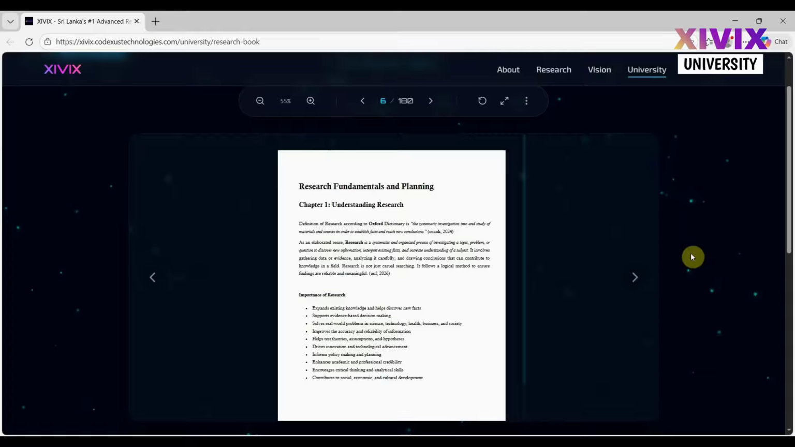So research is not just a casual search like you might just Google something, because it logically follows a structured method to ensure the findings are reliable and meaningful. They can make an impact on the world or a specific disciplinary field.